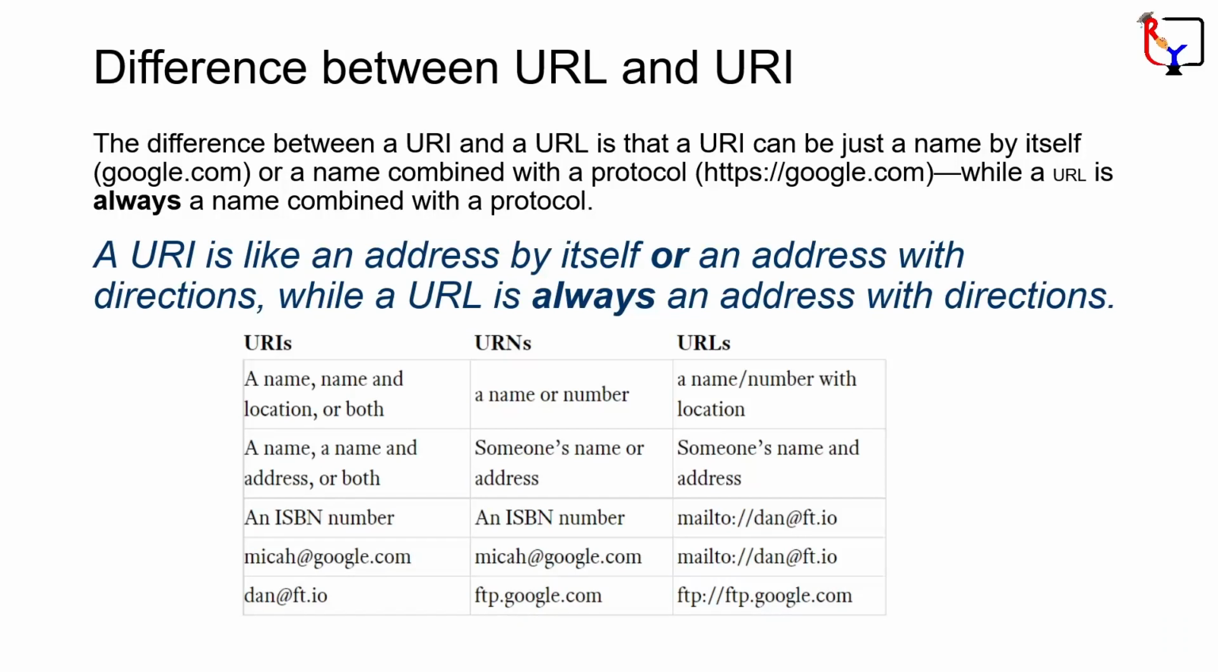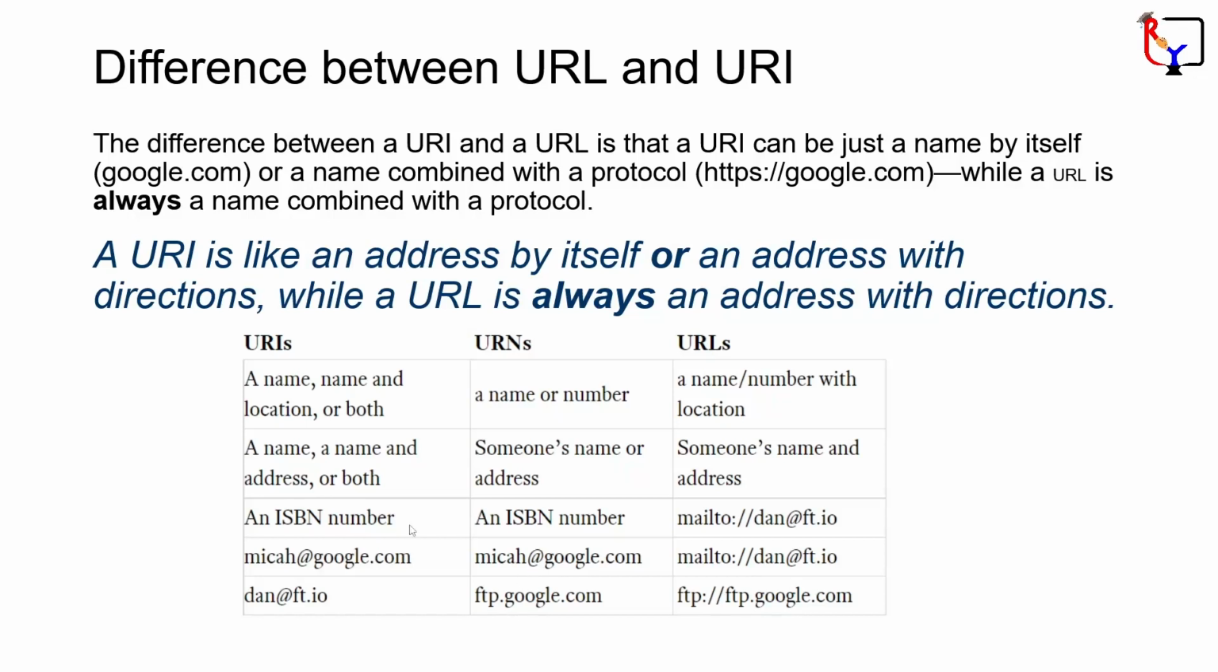The difference between a URI and a URL is that a URI can be just a name by itself, google.com. I'm repeating, a URI can be just a name by itself, google.com, or a name combined with the protocol, https://google.com, while a URL is always a name combined with the protocol. A URI is like an address by itself or an address with directions, while a URL is always an address with directions.